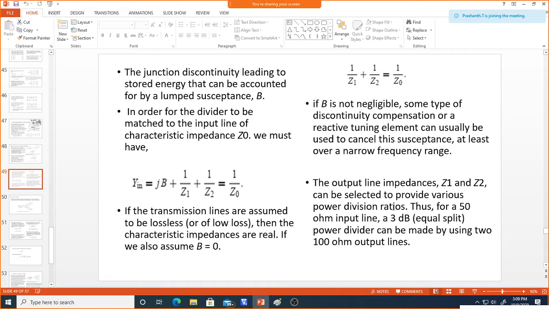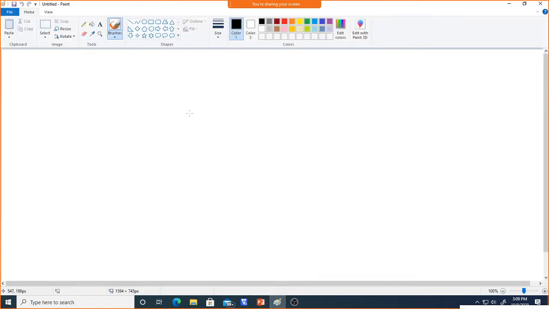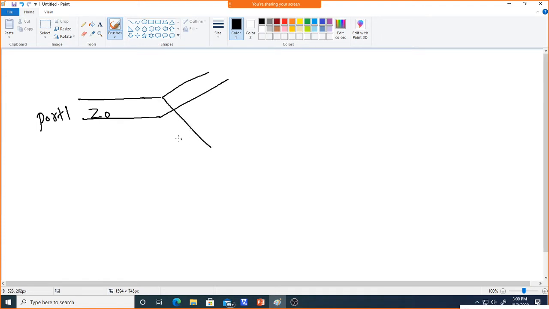It may be an equal split. For example, if you take Z1 and Z2 as 100 ohms each, then you can split the power equally. Now, for example, if I take a power division of 2 to 1, here you will have port 1 with Z0, and this is port 2, and this is port 3.